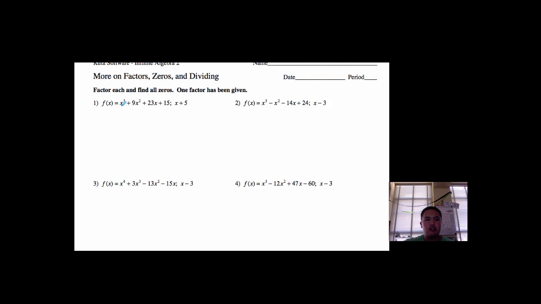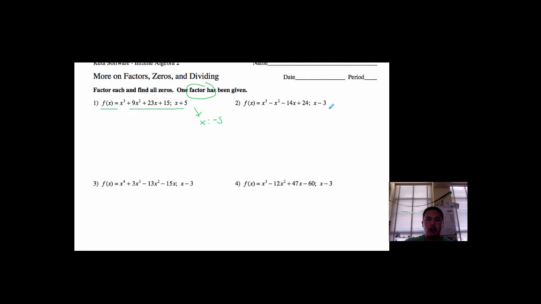So say for example, here's a function. Looking at number 1, it says f of x equals x to the third plus 9x squared plus 23x plus 15. And they're going to give you one factor. X plus 5 is already one answer. I'm trying to find the other factors. Okay? And since you know one of the factors is x plus 5, I already know one of the solutions is negative 5. Right? And then I know you guys are bright enough to figure that out.